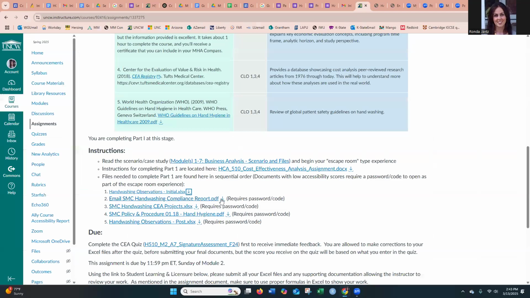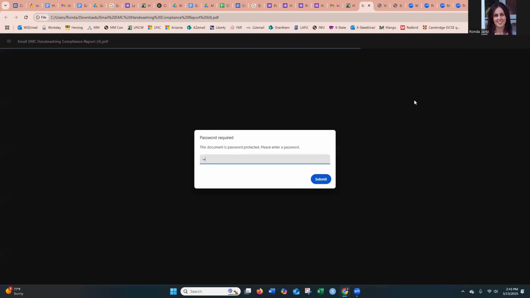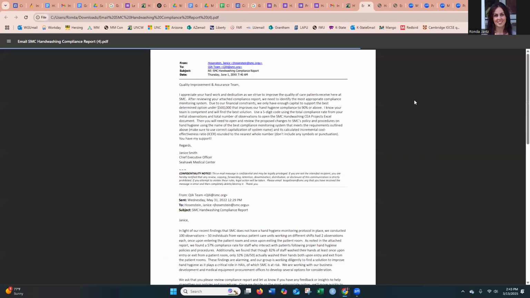Our next spreadsheet is an email. We are going to download that here. This email explains what the next steps are. So at this point, they know that we have observed hand washing. We have noticed that we are low on hand washing. Our compliance is not where it's supposed to be. They are directing us to determine which project to use through this email, and they will give us two parameters.